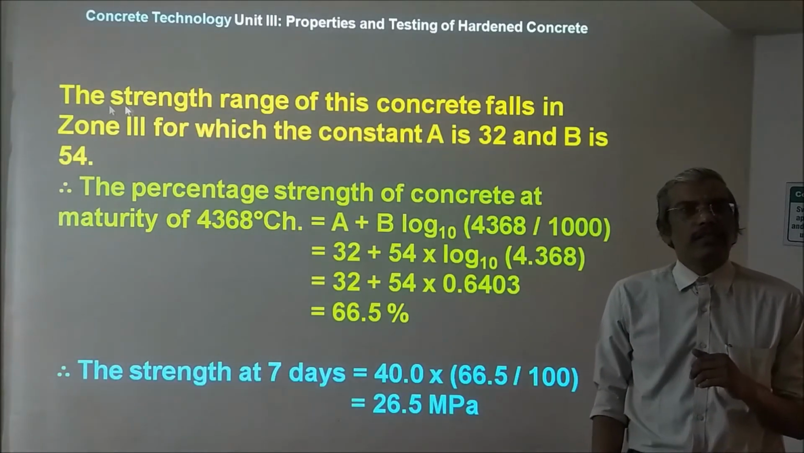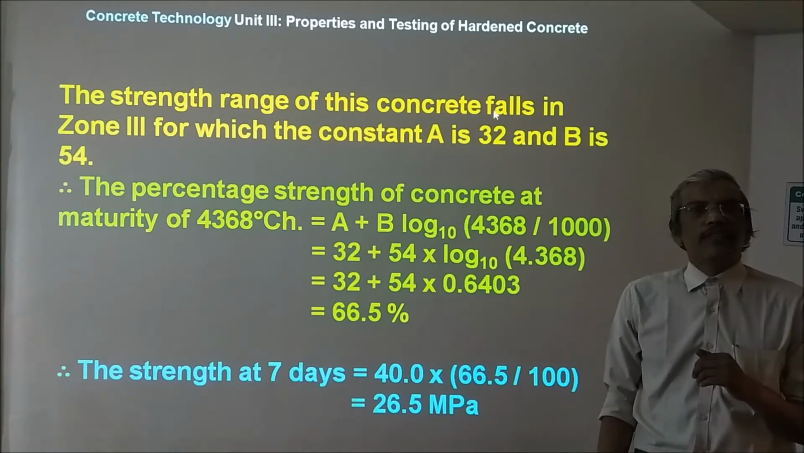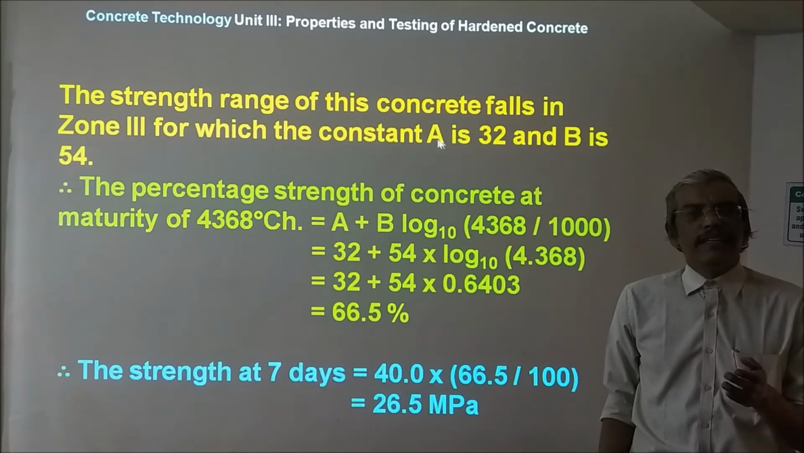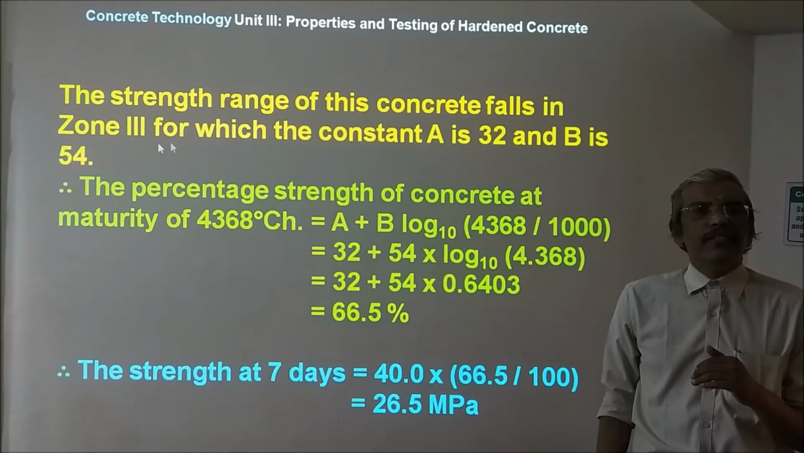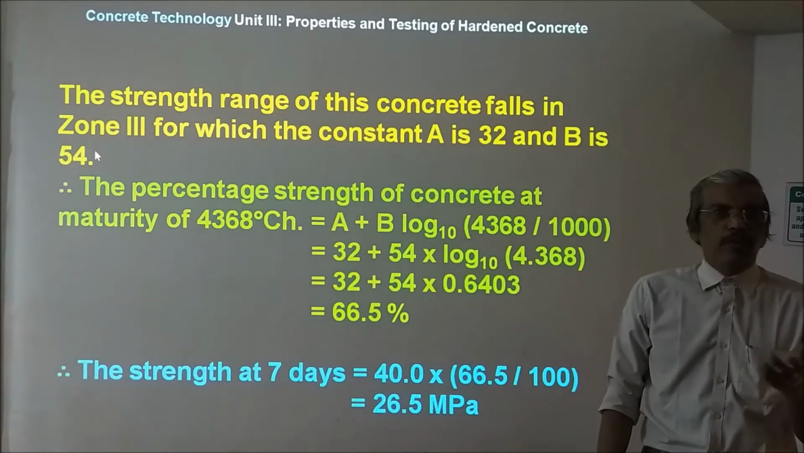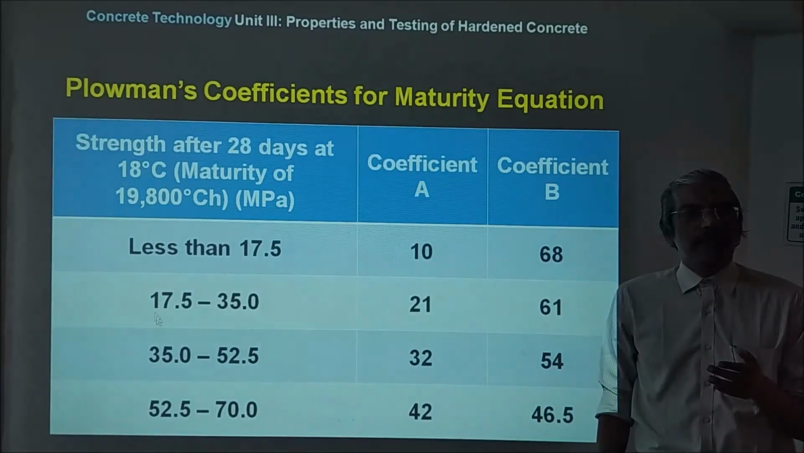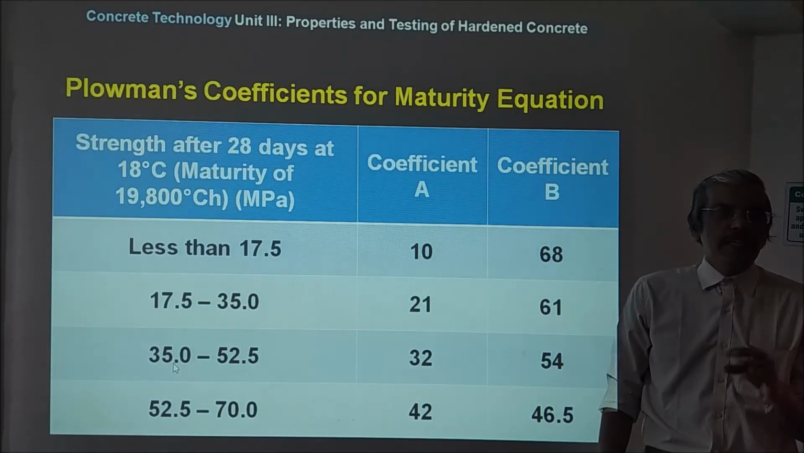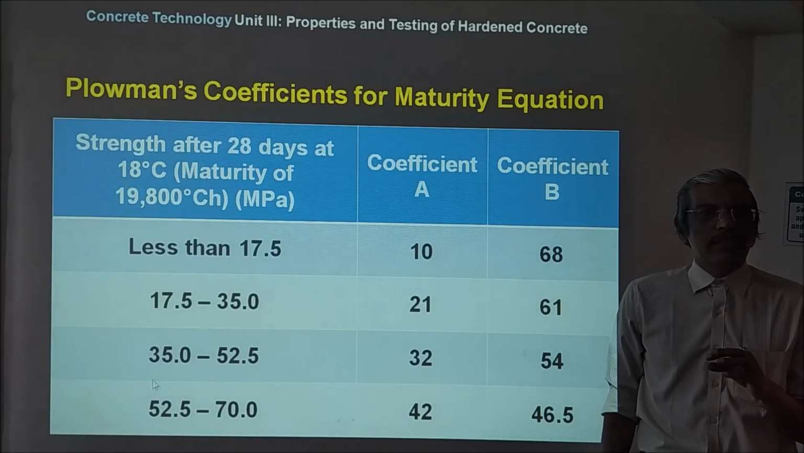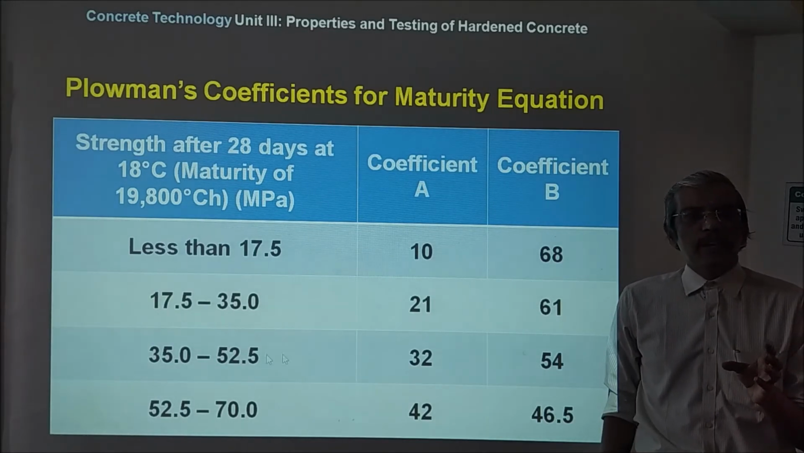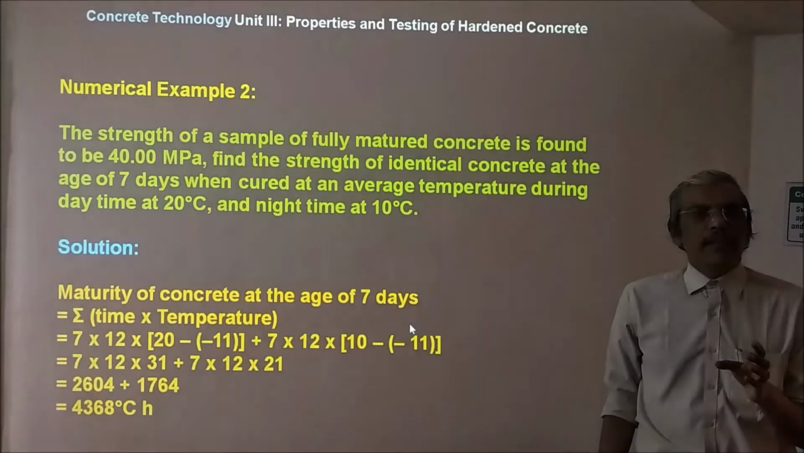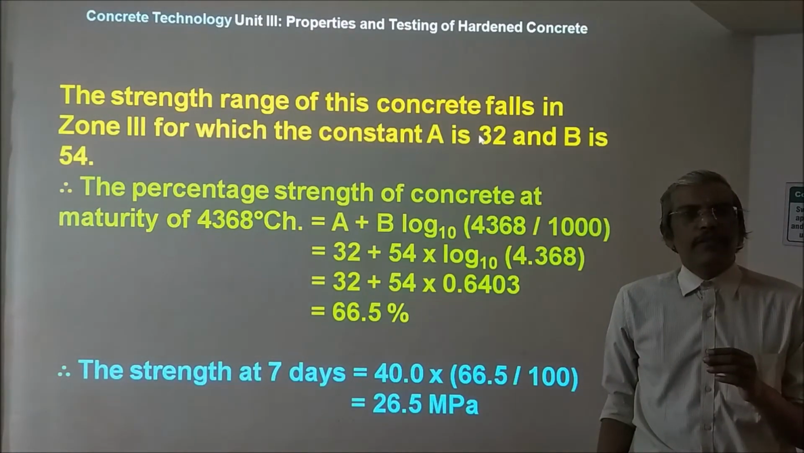The strength range of this concrete falls in zone 3, for which the constant A is 32 and B is 54. So we will go back here. Here it is zone 3. The value of mature concrete is given as 40, so it is ranging in the third zone, between 35 and 52.5. So the A value is 32 and the B value is 54. The same thing is taken here: constant A is 32 and B is 54.